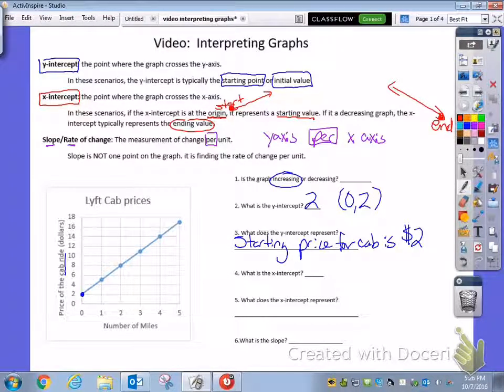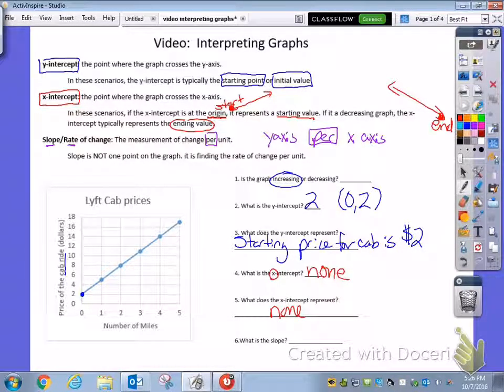The x-intercept. So the x-intercept, I'm going to go look at the x. It's increasing, but it doesn't start at 0. In fact, it doesn't touch the x-axis. So I'm going to say none. If you put 0, you're implying it touches at 0, but it doesn't. So that means the x-intercept doesn't have an expression.